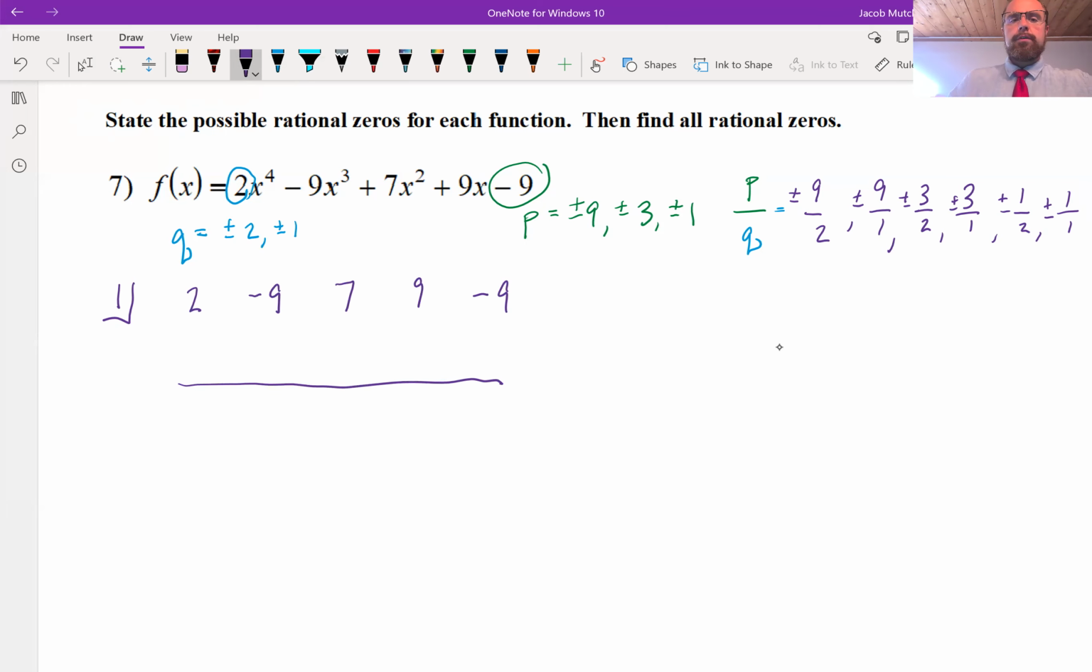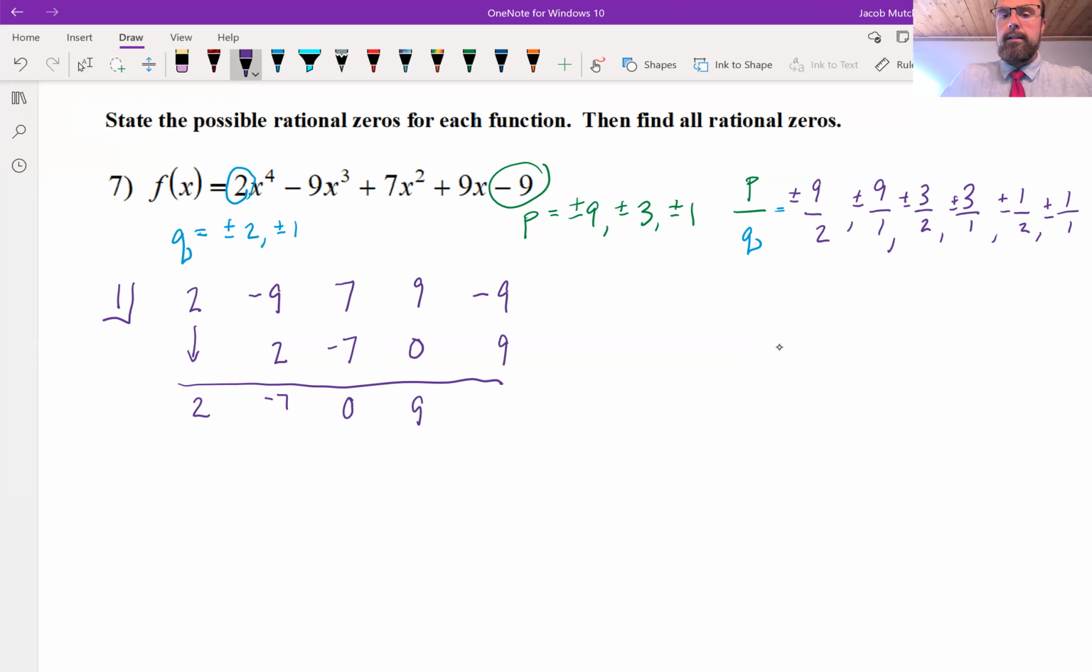So here's our first investigation. I'm going to drop the 2 and then multiply. 1 times 2 is 2. Negative 9 plus 2 is negative 7. 1 times negative 7 is negative 7. 7 plus negative 7 is 0. 1 times 0 is 0. 9 plus 0 is 9. 1 times 9 is 9.